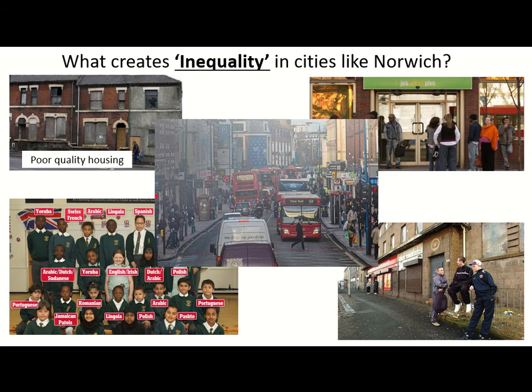So that's one way in which poor quality housing can create inequality in a city. Another aspect that creates inequality is high unemployment. If you've got areas where people do not have jobs, they don't earn money, or they're on the basic wage, or the dole they call it. So they sign on to the council and they get job seekers allowance.